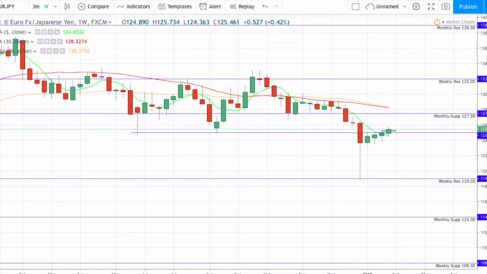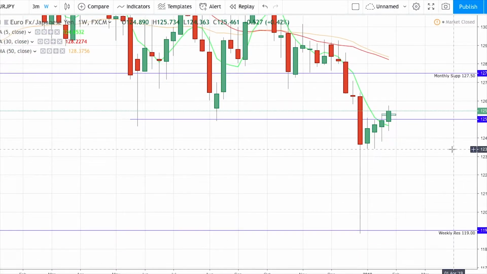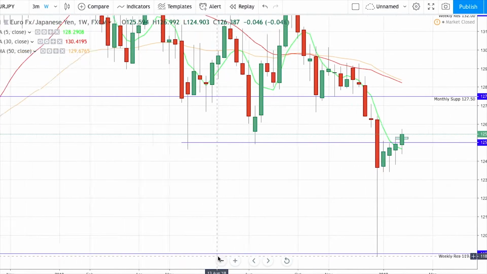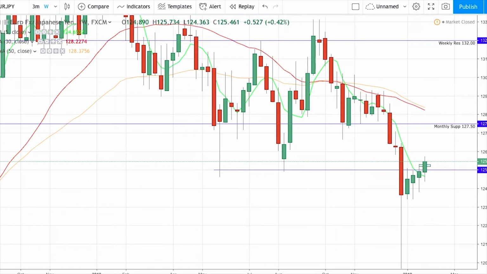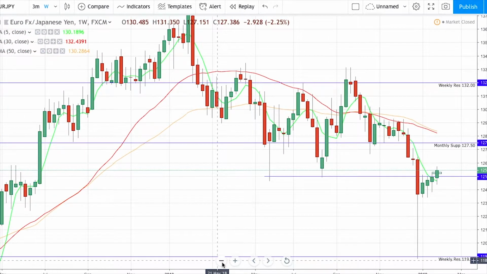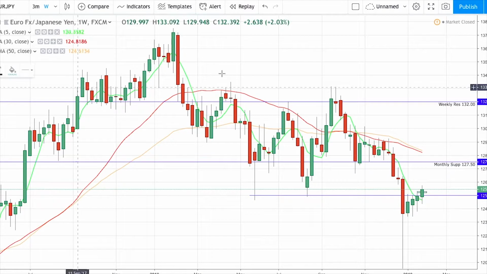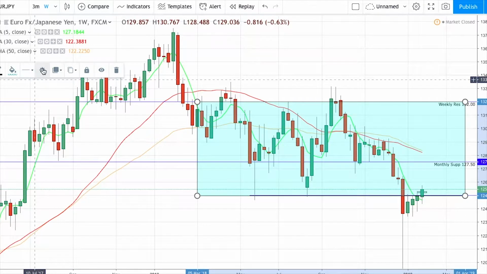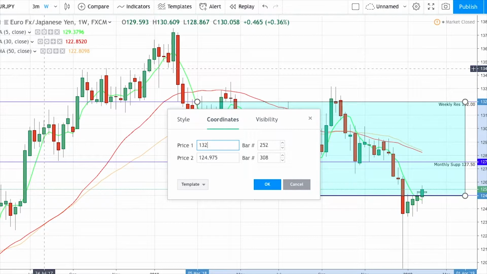Heading onto the weekly time frame, pretty much 125 is highlighted on my chart here, because if I was to zoom out, I did actually have a consolidation range highlighted. I'll just show you what I had on this pair. So it was 133, which is up here, and resistance at 125. Let's just get those coordinates straight in.